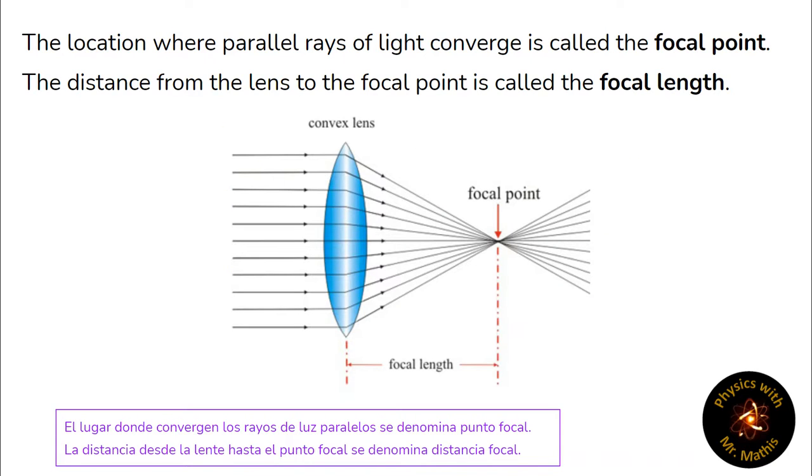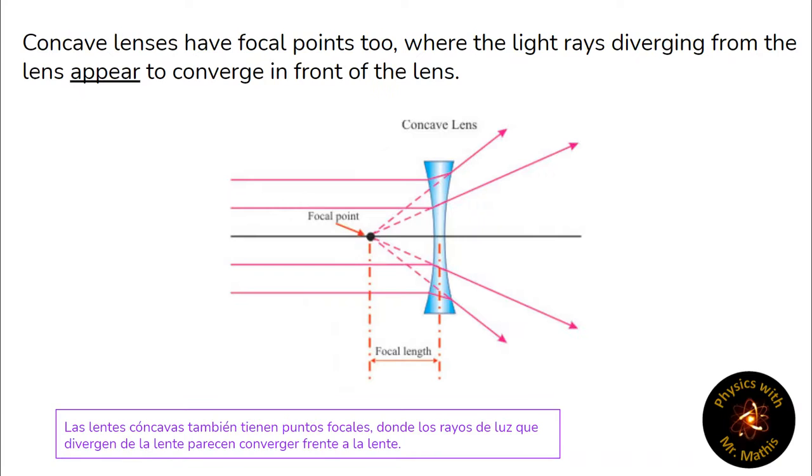The place where the parallel rays of light converge after they refract through a lens is called the focal point. And if you measure the distance from the center of the lens to the focal point, that's called the focal length. Diverging lenses, like concave lenses, also have focal points. The focal point of a concave lens is where the light rays that diverge out from the lens appear like they're converging on the front side of the lens.